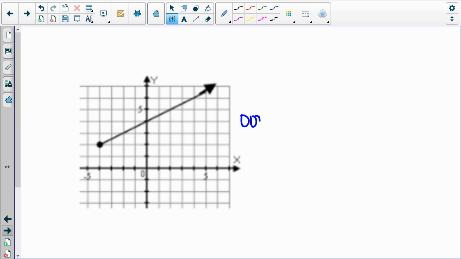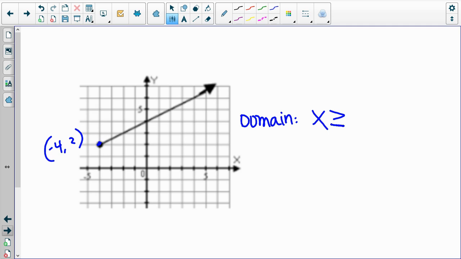Let's start with domain. Domain is your X's or Y's? X's, so start with X. And we come to the starting point. We want to see where we're starting from. We need the X right there. What's the X of this point? -4. Are we going greater than -4 or less than -4? Greater than. Is it equal to?